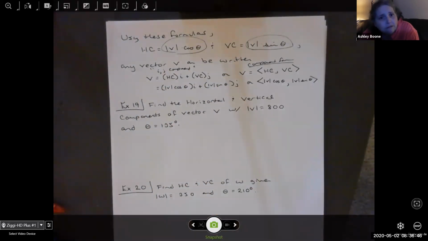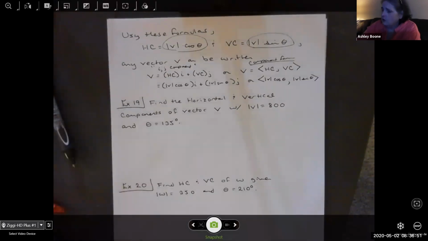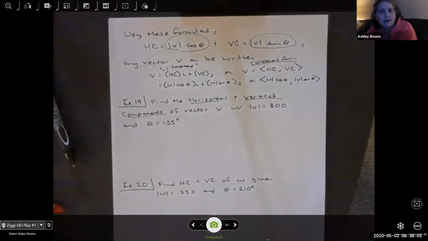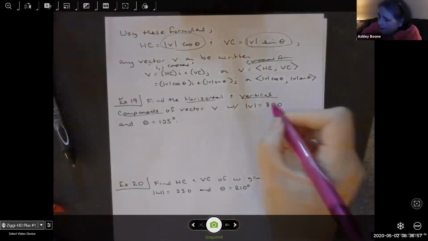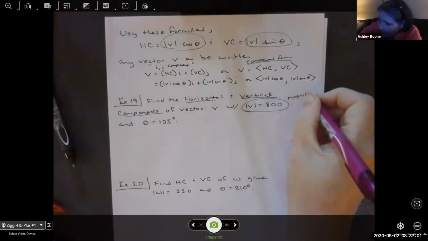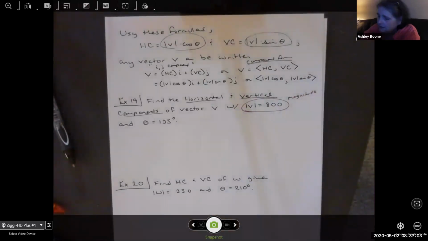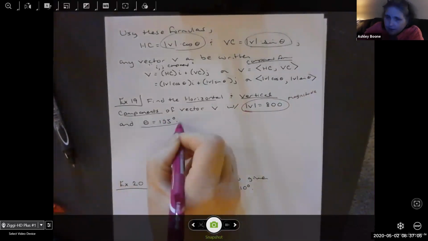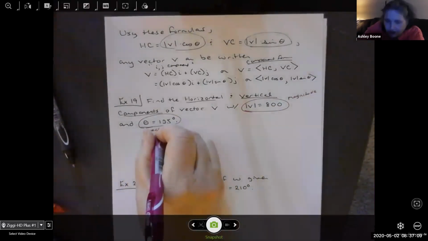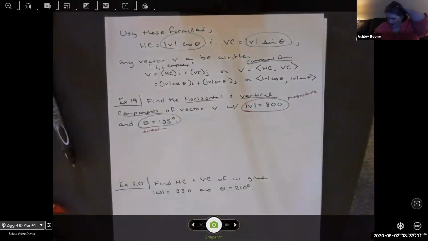Example 19 and 20 from our notes. If we look at this, we want to find the horizontal and vertical components of some vector v, given the magnitude of the vector, or the length of the vector, is 800, and the central angle is 135 degrees. This is giving us the direction of the angle. The 135 is telling us what we have going on.